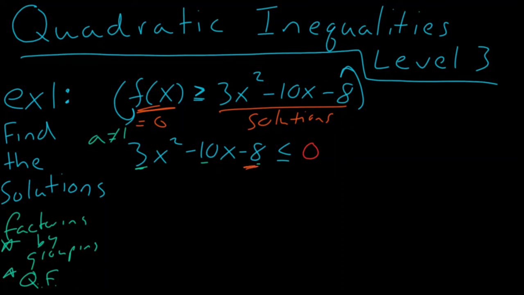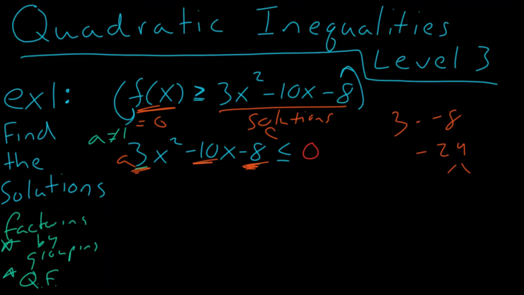Well, we take a look at our C term, which is negative 8, and we say, well, what two things multiply to be negative 8, but, oh, I'm so sorry, y'all, I almost made a mistake there. Not negative 8. Remember, with factoring by grouping, you take your A term and your C term and you multiply them together. So we have 3 times negative 8, which is negative 24. And now we're looking for two numbers that multiply to be negative 24, but add up to be negative 10.